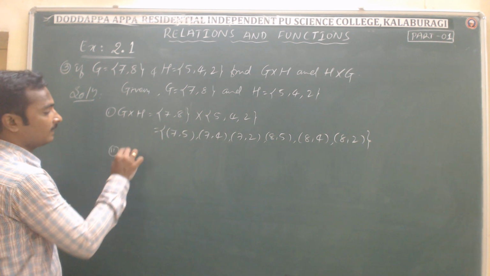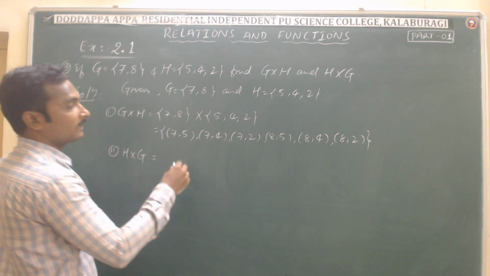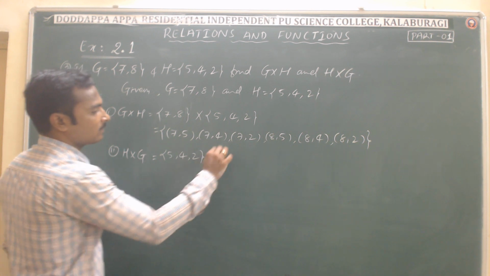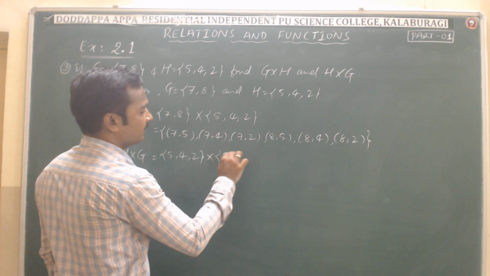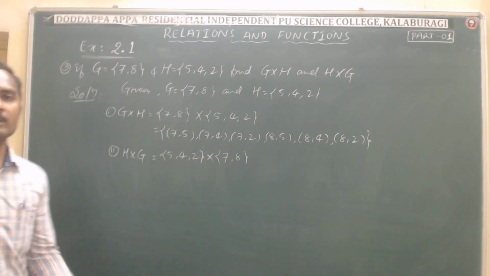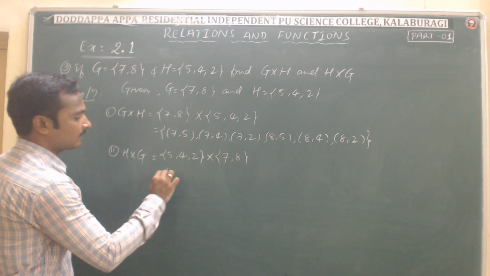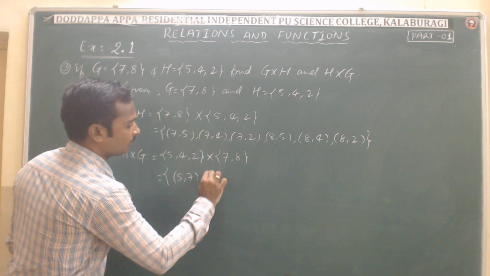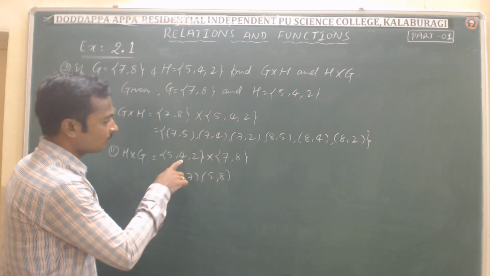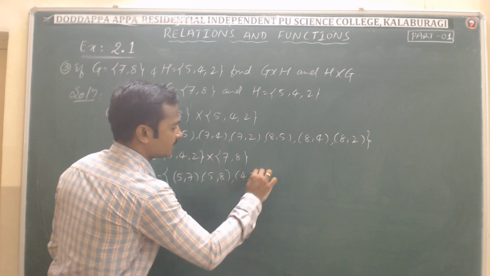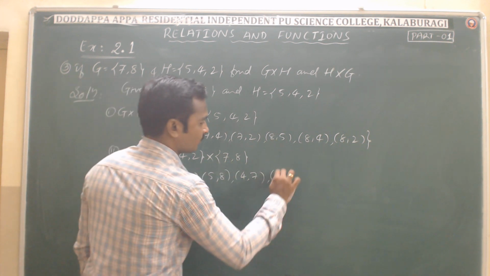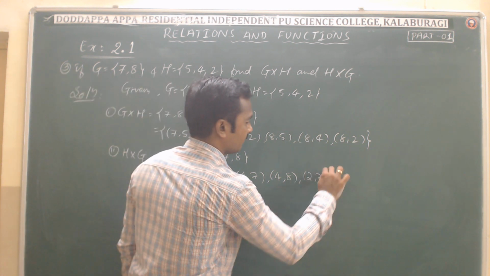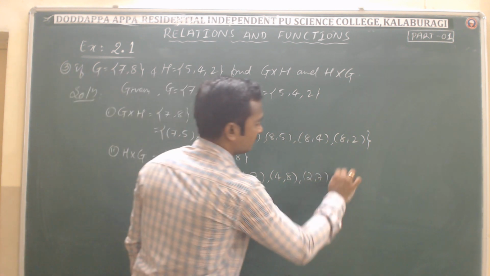Second one, H cross G. So what are the elements of H? 5, 4 and 2, cross the G elements, which are 7 and 8. So let's find the Cartesian product of these two sets. Let's start relating. 5 relates 7, 5 relates 8, 4 relates 7, 4 relates 8. Similarly 2 relates 7 and 2 relates 8.